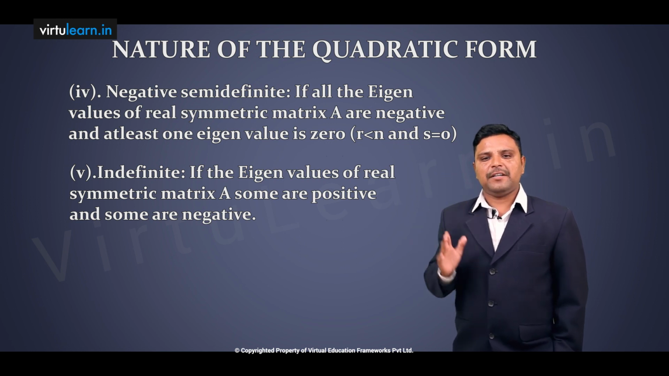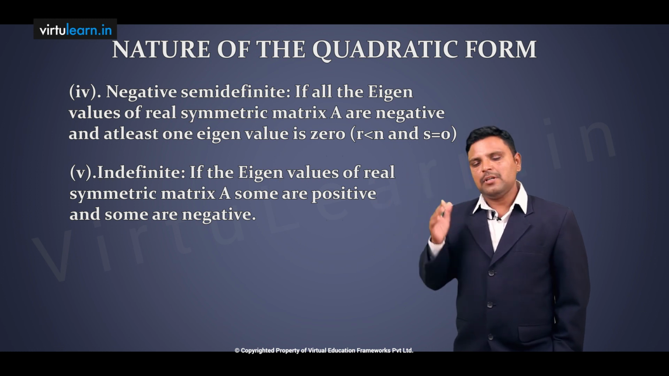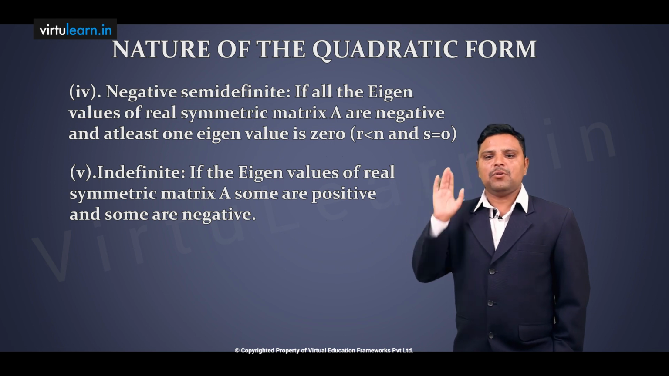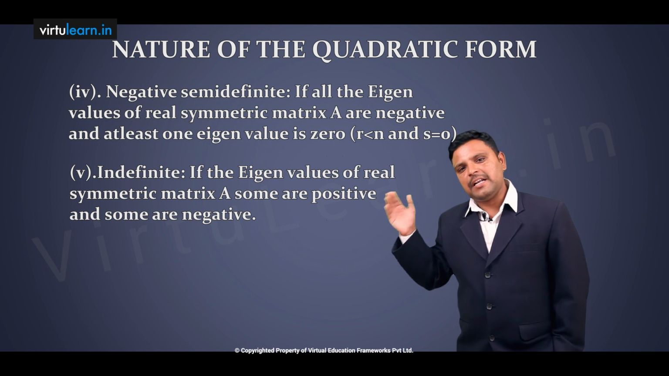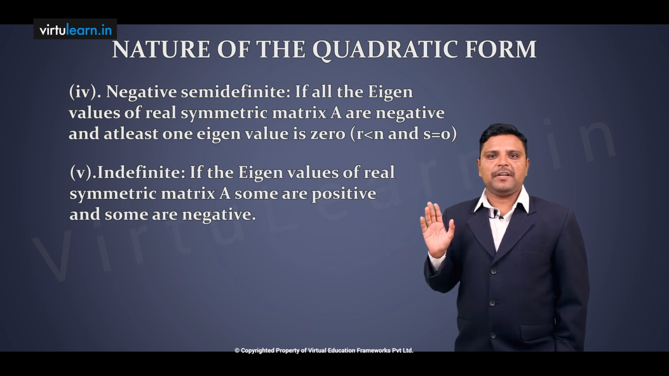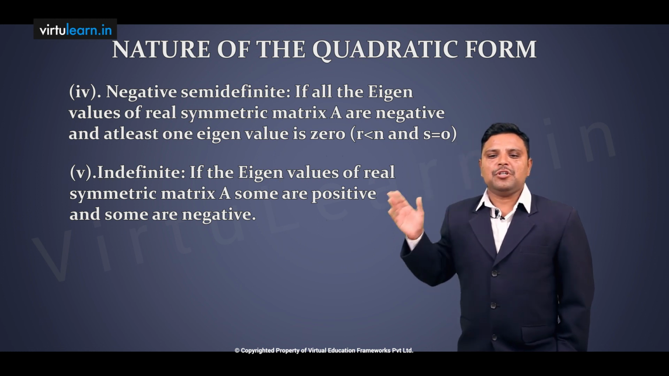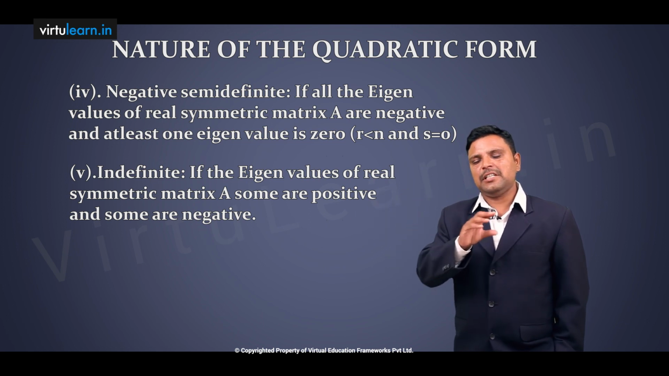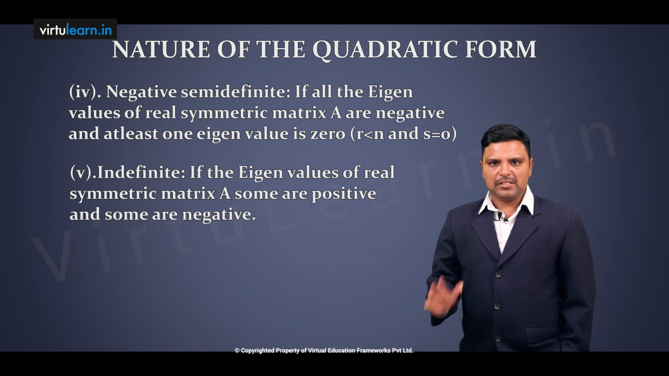Positive semi-definite: all eigenvalues are positive and at least one eigenvalue is 0; formula r less than n, s equal to r. Negative semi-definite: all eigenvalues are negative and at least one eigenvalue is 0; formula r less than n, s equal to 0. If some eigenvalues are positive and some are negative, then the quadratic form is indefinite. This is the nature of the quadratic form.